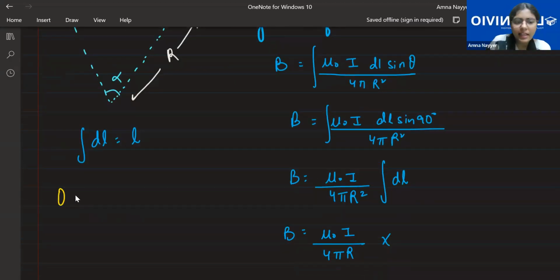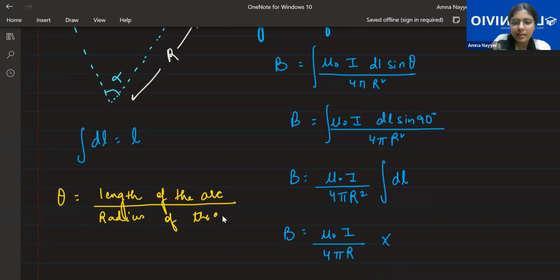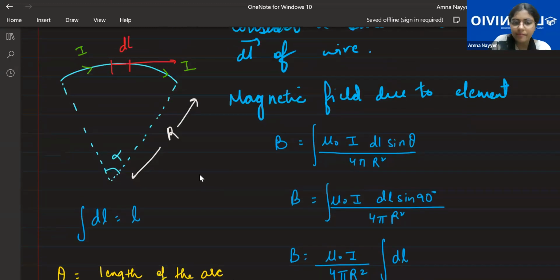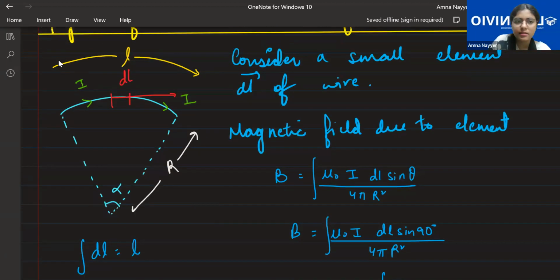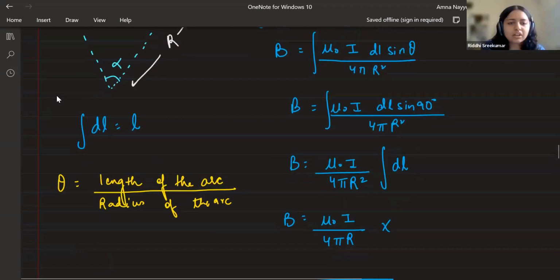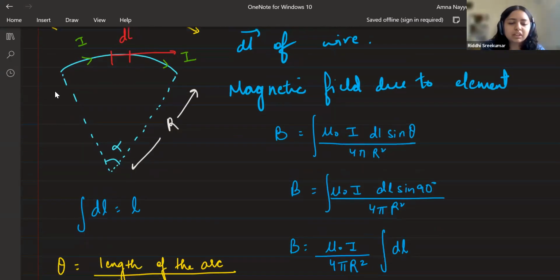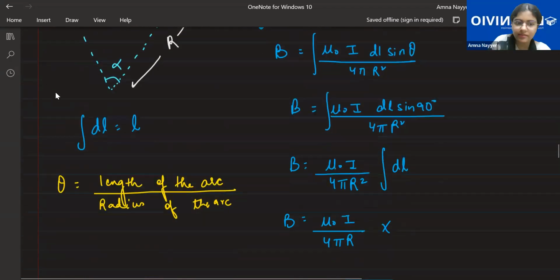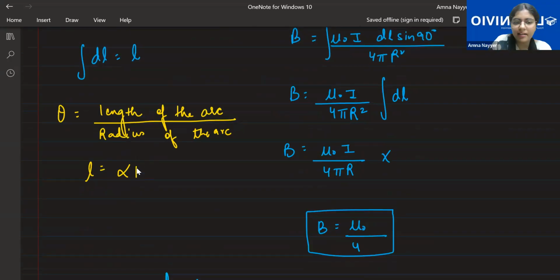See, whenever you have any angle theta, it is the ratio of the length of the arc, this is valid for any arc, divided by the radius of the arc. Okay. So here, can you now apply it and tell me? So it will be dl upon r. L means this. Okay, so then length will be equal to theta into radius r. Yes, very good. So we can say length will be nothing but alpha into the radius.